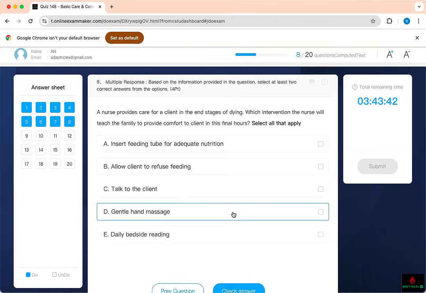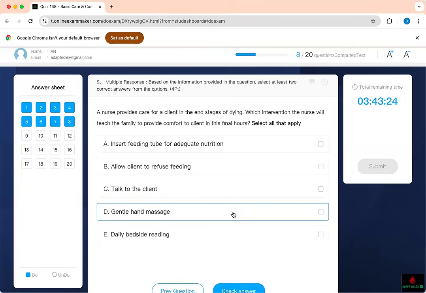And let's provide care for a client in end stages of dying. You have to know this is one of the basic care of comfort, end stage of dying. There will be parents asking you what to do. I have a bunch of videos on end stage of dying and basic care of comfort, end of life care. Just watch it.